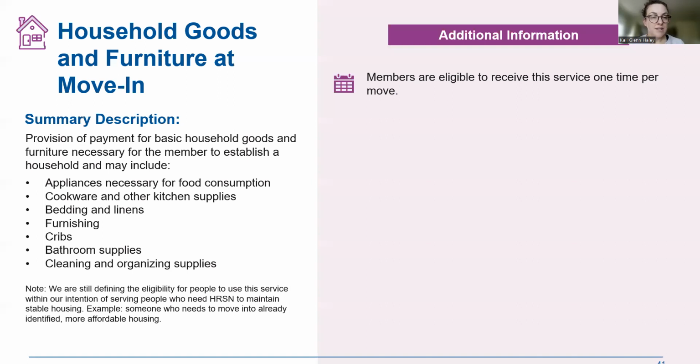Household goods and furniture at move-in. Again, connected with moving costs, eligible once per move. This is the provision of payment for basic household goods and furniture that is necessary for the member to establish a household and may include the following. We've left these fairly general to give the flexibility needed for people to get what they need to start a household, but hopefully provided enough specificity to communicate what we intend.